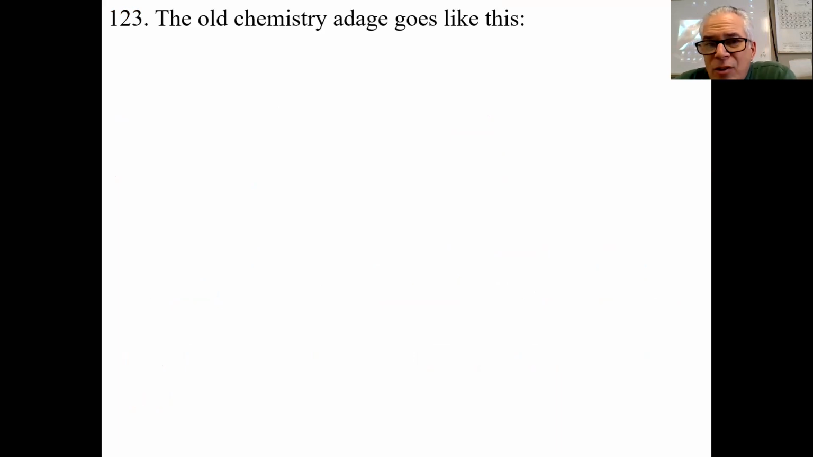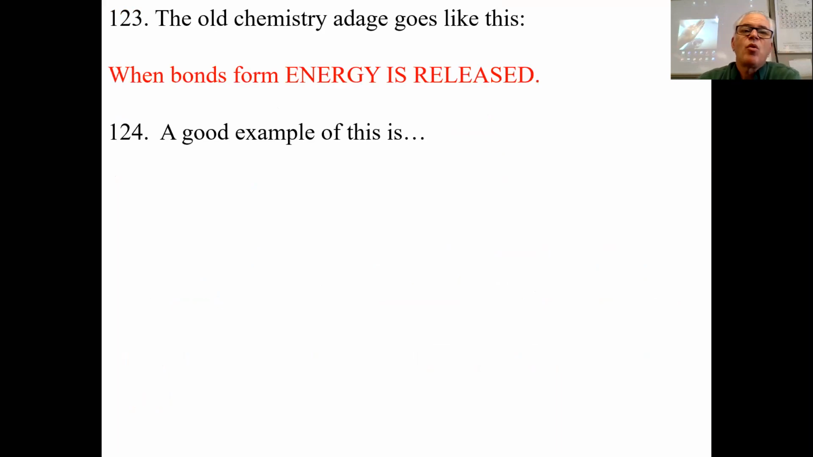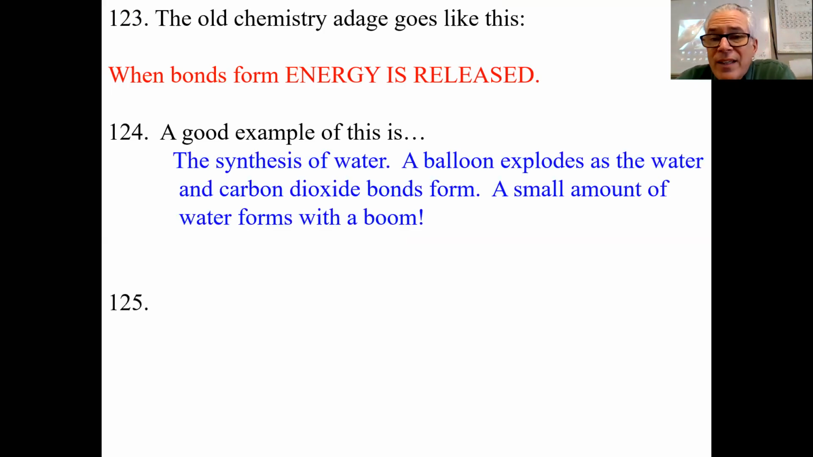Now, there's an old chemistry adage. I like that word, adage, and you need to remember this because this is important. When bonds form, energy is released. When a bond forms, extra energy is released because bonding is stable. When things are kind of cool and bouncing around, they got some energy. When they bond together, they're more stable. They release that energy. And a good example of that is the synthesis of water.